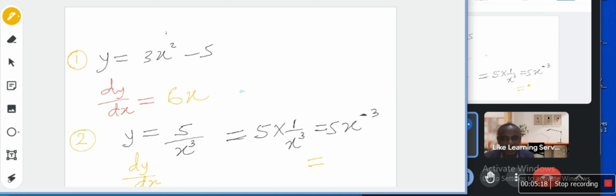Minus. Yep, I like that. Minus 3 times 5, isn't it? Minus 15. Beautiful. X. Lovely. So the dy over dx will be minus 15x. Minus 15x.